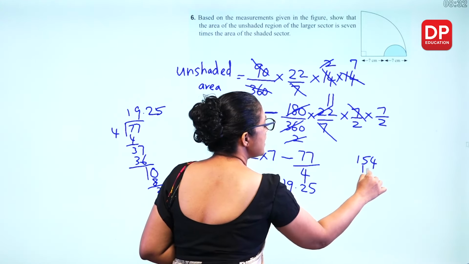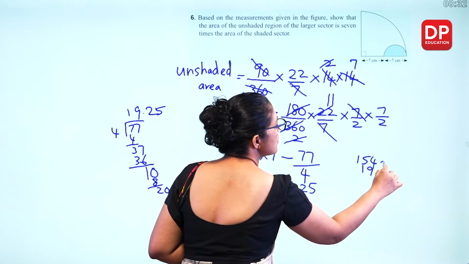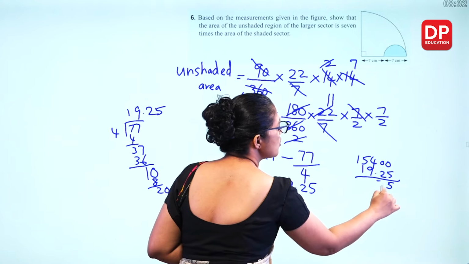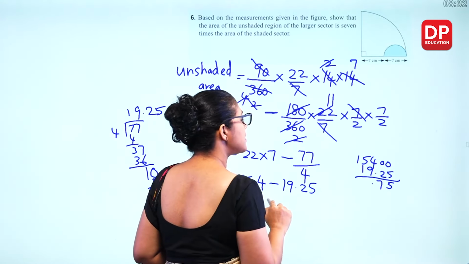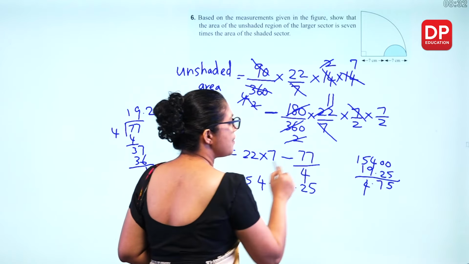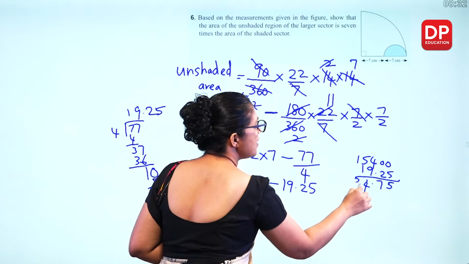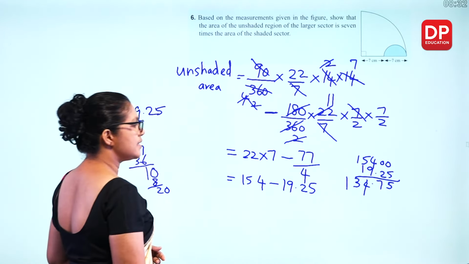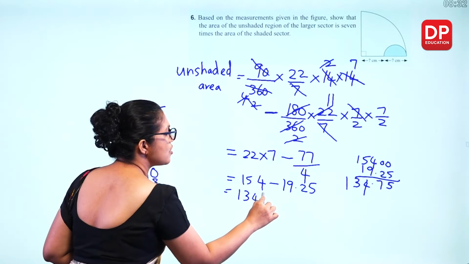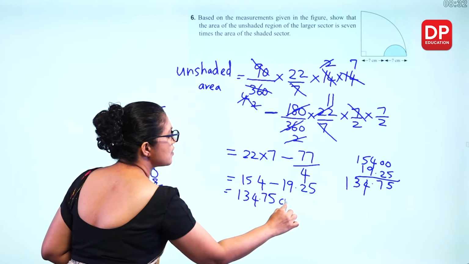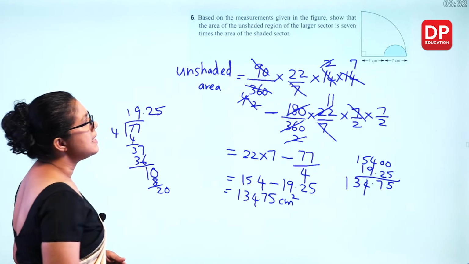154, 19.25. So what's the answer? When you subtract, you get 0.75. Here 10, 14, 1 remaining, 2, and then you get 3, 134.75. That's the unshaded part. So that's square centimeters.